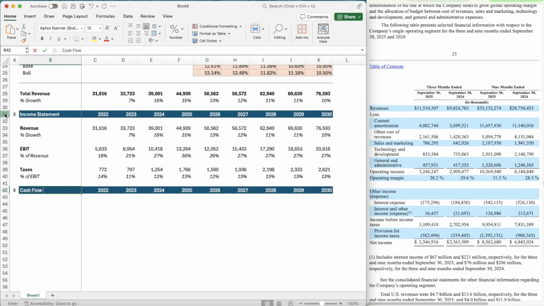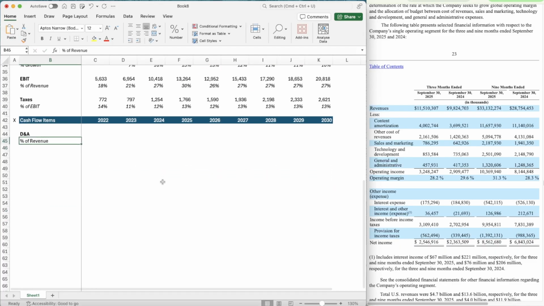Then we go for cash flow items. And these are your depreciation and amortization. You want to know what this is as a percentage of revenue. Percentage of CapEx. And we have CapEx. We have change in net working capital.